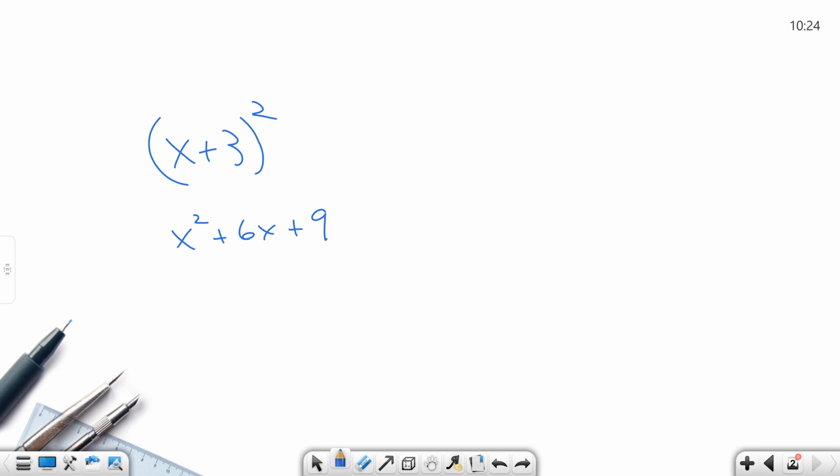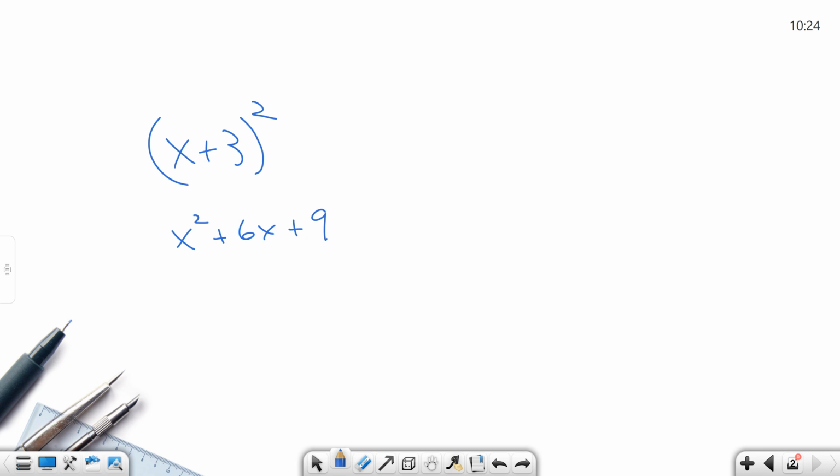One of the ways you can do it is write it as x plus 3 times x plus 3 and multiply it out, FOIL it out. You could use the method that I've shown you in the past. Square the first term, multiply 2 together, double it, square the last term. I don't care how you do it, but you must be able to do that or you will crash and burn from this point on.